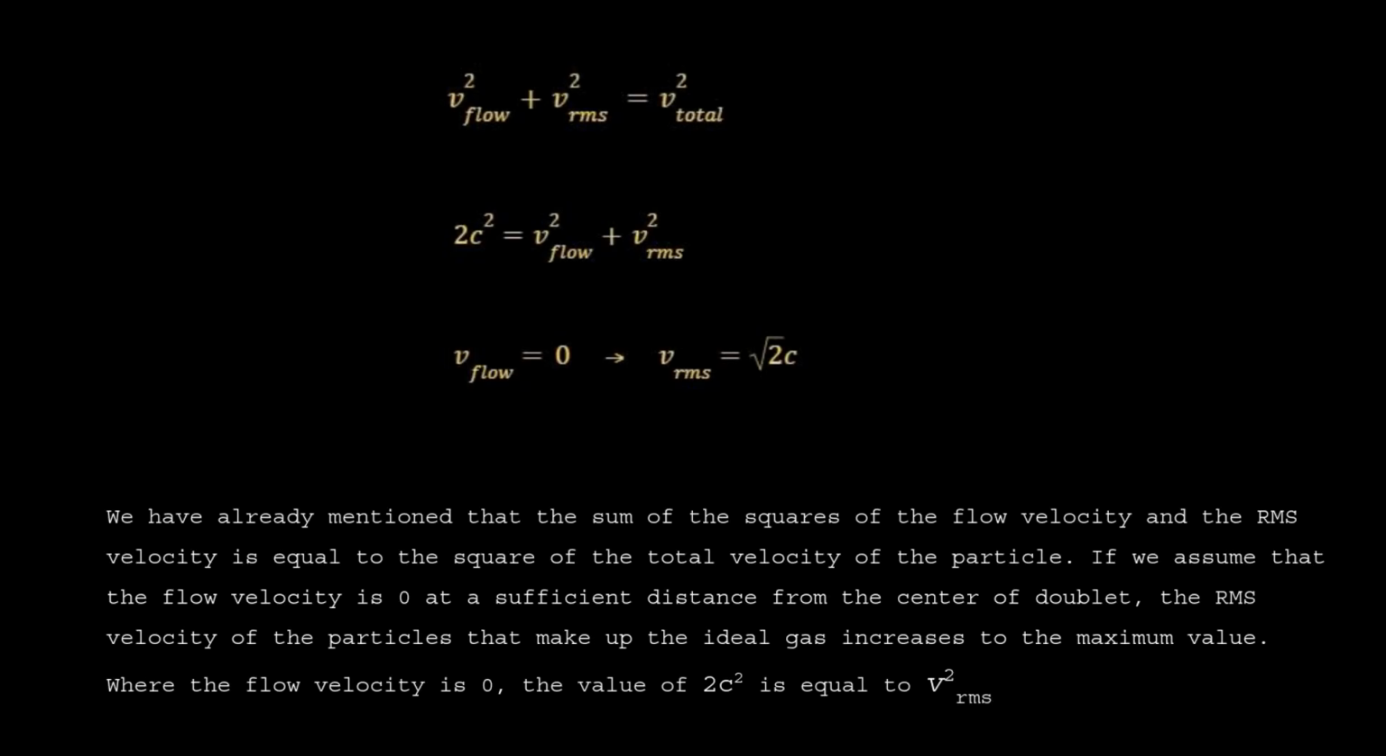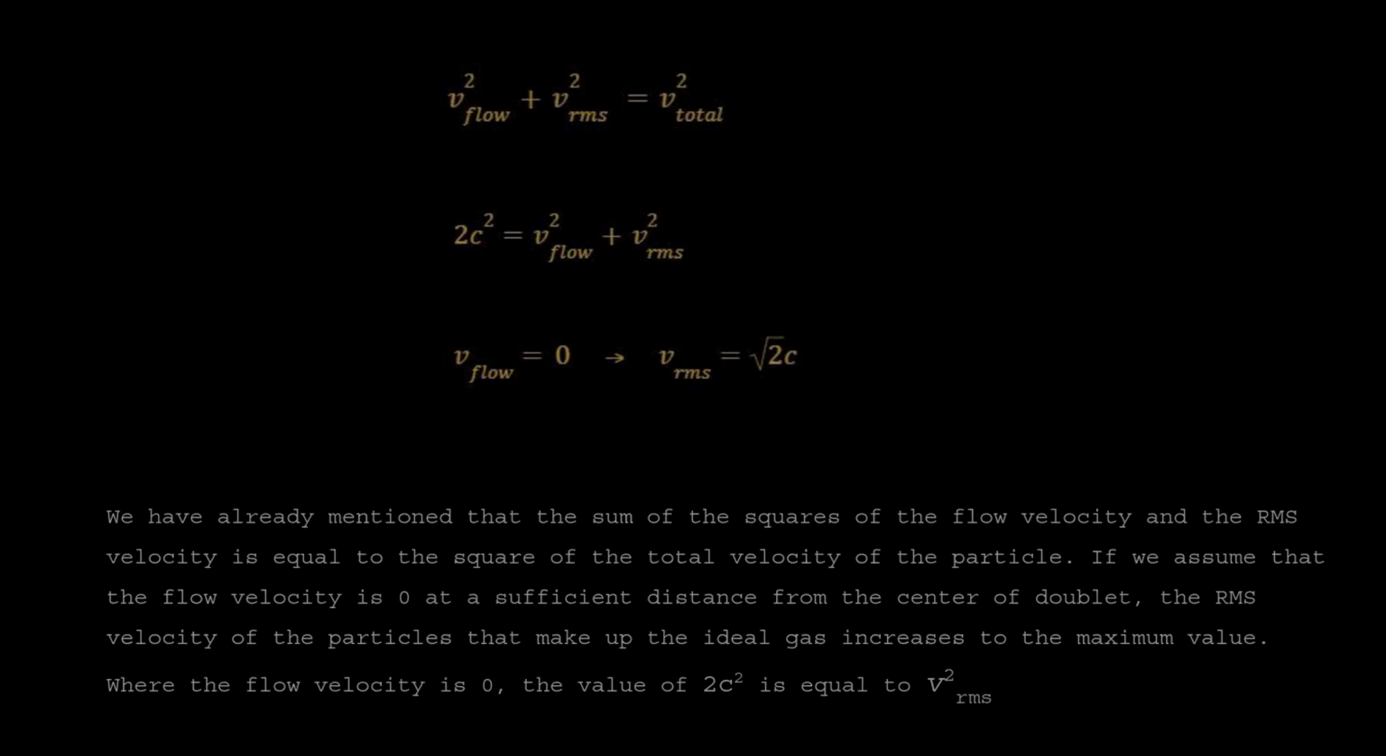We previously mentioned that the sum of the squares of the flow velocity and RMS velocity is equal to the square of the particle's total velocity. Assuming the flow velocity is 0 at a sufficient distance from the doublet center, the RMS velocity of the particles making up the ideal gas reaches its maximum value. When the flow velocity is 0, the value of 2c squared is equal to v RMS squared.